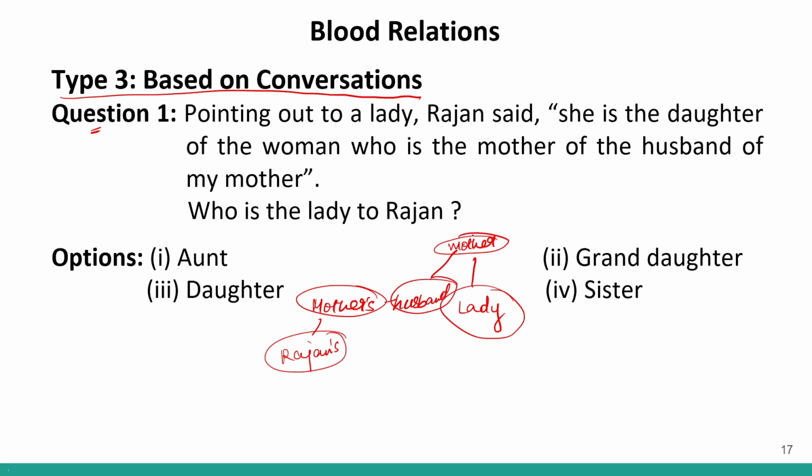So basically the mother has two kids now, the husband and the lady. What would be the relationship between the husband and the lady? They both have the same mother, so the relationship would be of siblings. Correct?